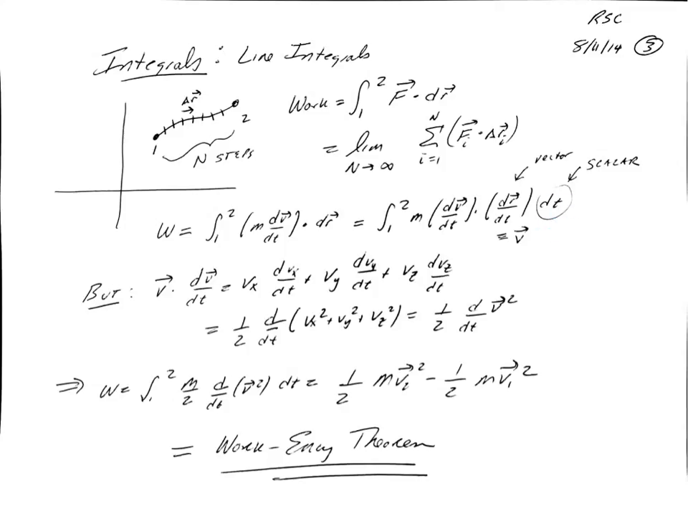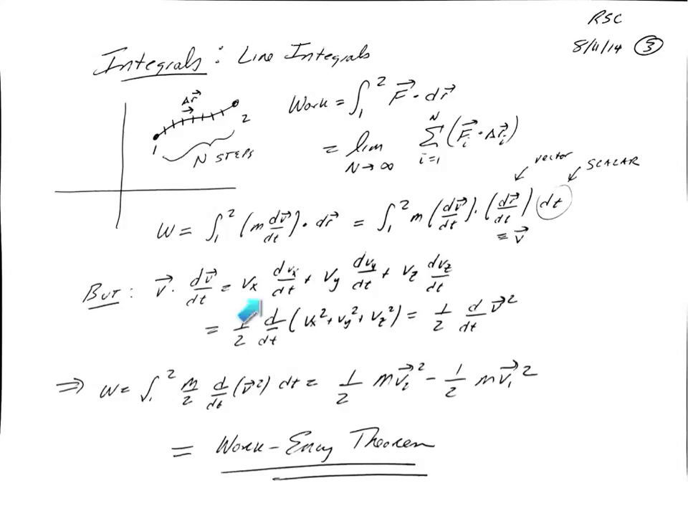times dt. And remember, dv dt is a vector, dr dt is a vector, the dot product is actually a scalar, and dr dt is just the velocity itself, v. So this whole thing is the integral from 1 to 2 of m times dv dt dot v integrated over dt. This is just an ordinary integral of a scalar function. The scalar function happens to be the dot product of two vectors. That scalar function can be simplified.